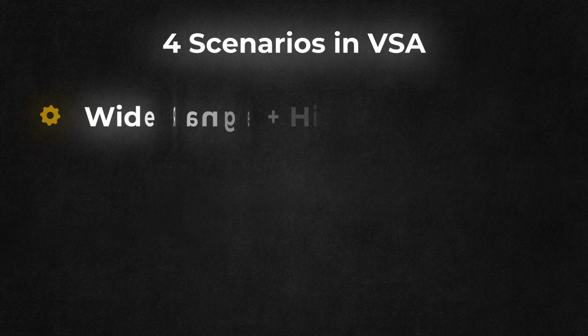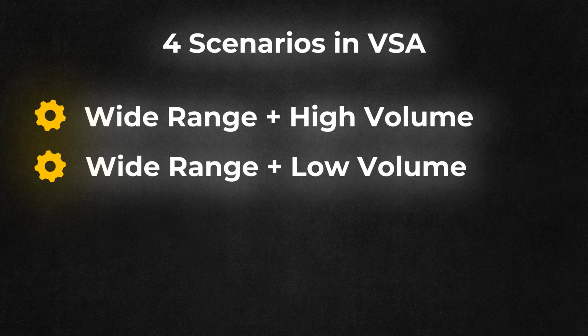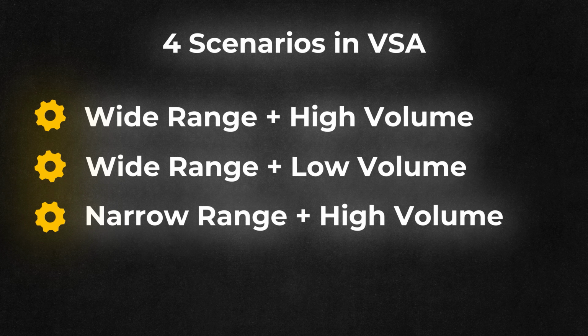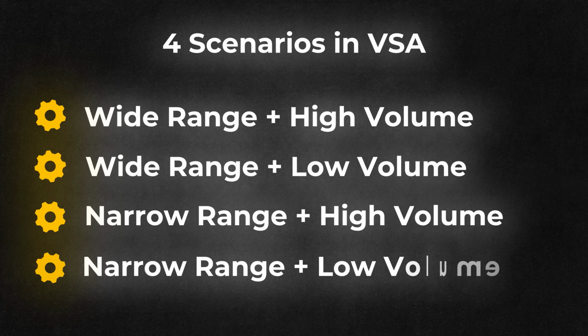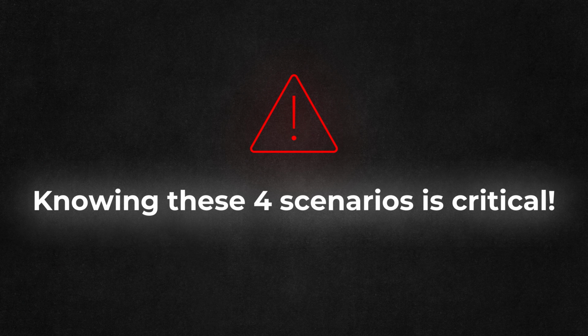We have wide range candles with high volume, wide range candles with low volume, narrow range candles with high volume, and narrow range candles with low volume. Knowing the interpretation of these four scenarios is critical. It's sometimes the difference between entering a trade or not, or the difference between proving or disproving a price barrier. To understand VSA, we need to recall a few other ideas from other types of analysis.